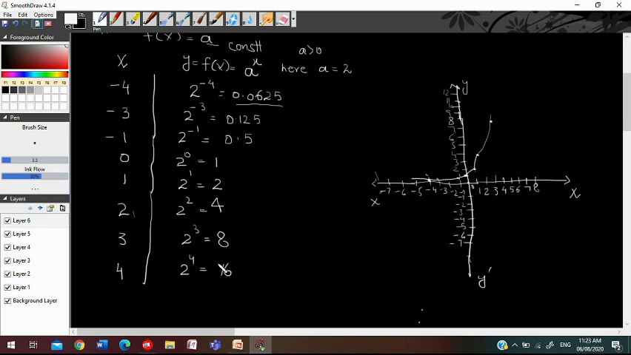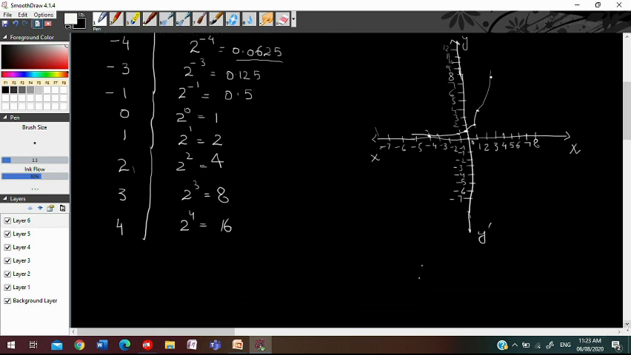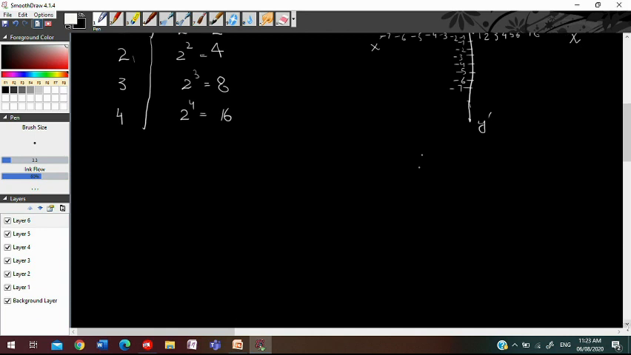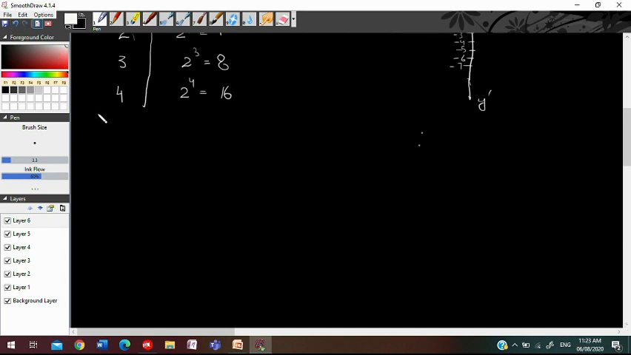Now the next topic is implicit functions. Implicit functions are those functions in which we cannot separate the variables easily. Now in implicit functions, one very important example is the graph of a circle.